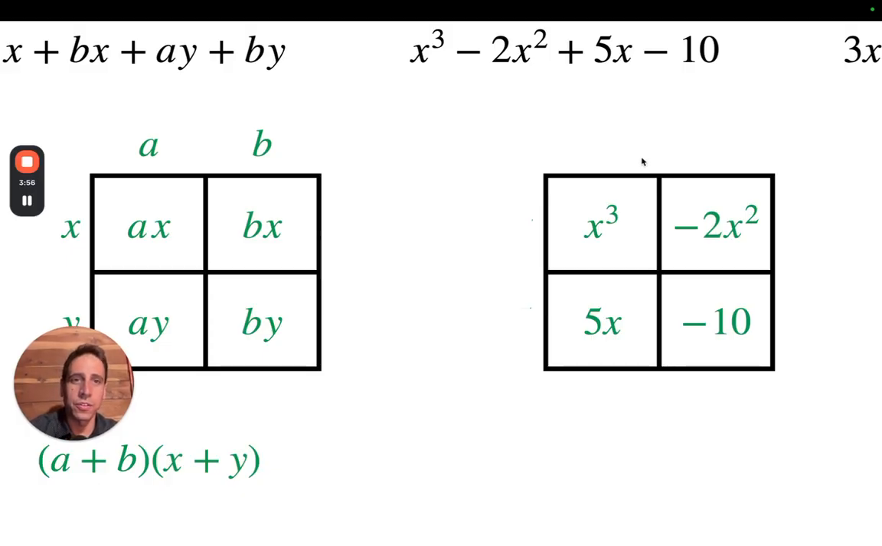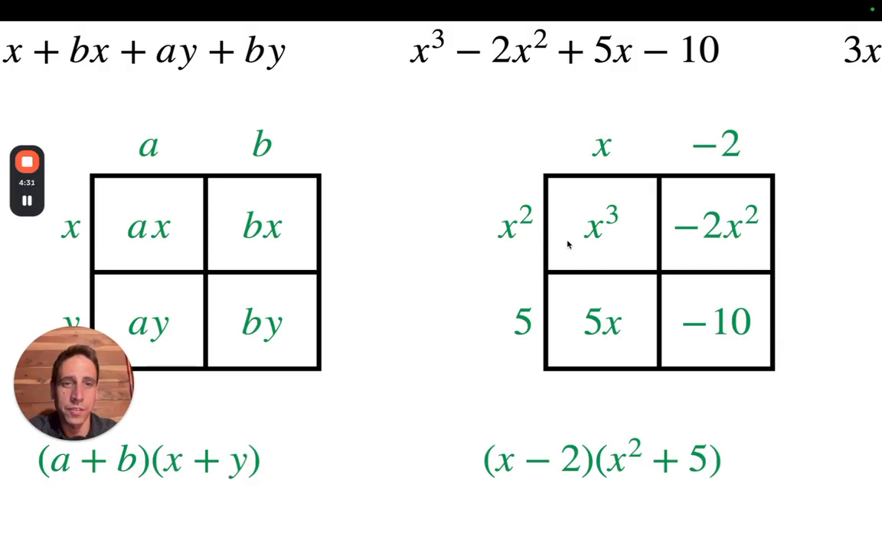Anyway, first thing you do is you ask yourself what's the greatest common factor between these 2, and it is x. And then what's the greatest common factor between these 2? I'm going to say it's negative 2. Or you could just say x times what gives me x cubed? It's x squared. X times what gives me 5x? It's 5. 5 is also the greatest common factor between 5x and negative 10. So now we have the 4 things we need to write the solution. It's going to be x minus 2 times x squared plus 5.